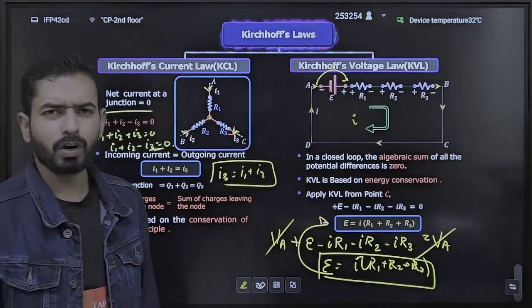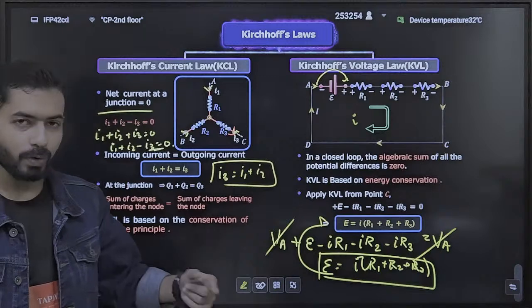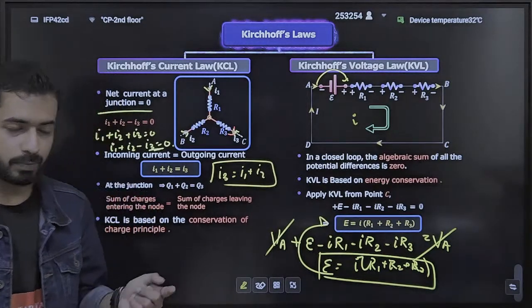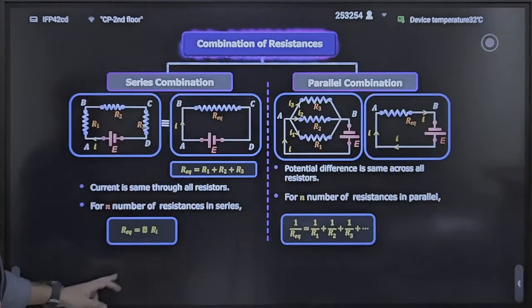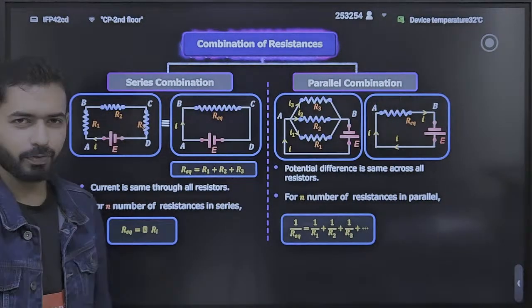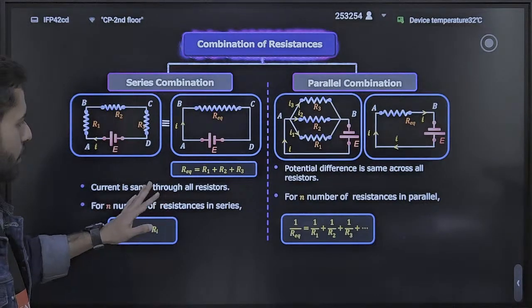Result is not important, not at all important. How you are writing every single term is most important, that you understand. Combination of resistors is a very obvious thing from the basic classes which you are studying. Some basic points you have to remember.